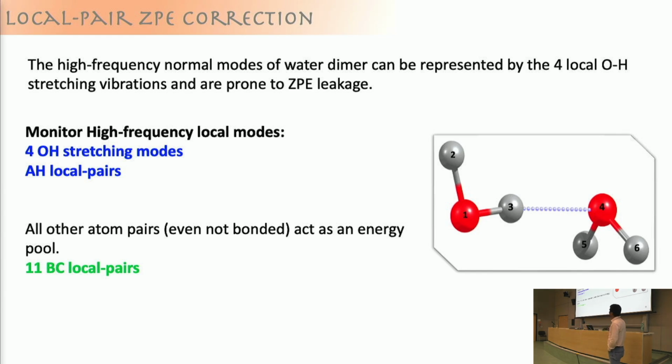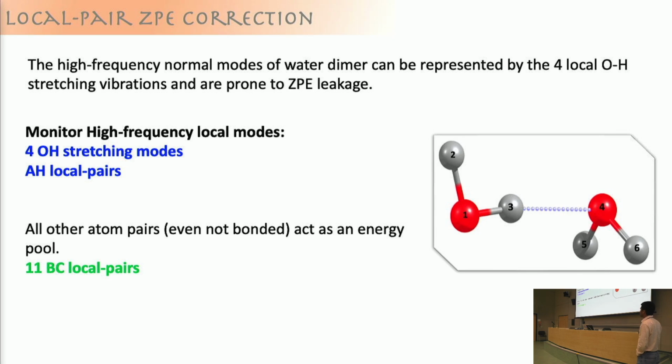So we are looking at high frequency normal modes of the water dimer, which can be represented by the 4 OH local stretching vibrations. Basically, they are very much prone to zero-point energy leakage because of their high frequency. So I will monitor these 4 OH stretching modes. Let's rename them AH local pairs to understand the protocol.